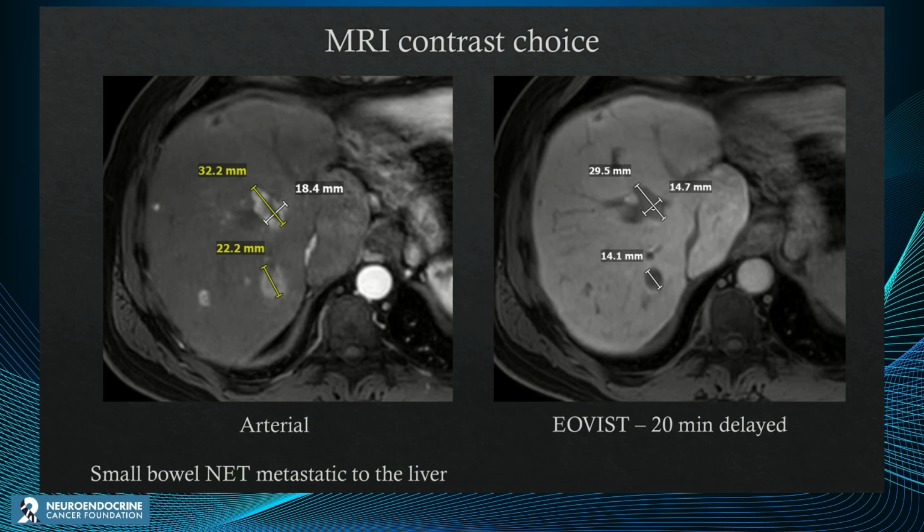It's taken up by the liver parenchyma and not by metastatic disease. So if we image at delayed time points, so 10, 15, 20 minutes, we could clearly see the metastases as dark holes, as we could see here on the 20 minutes delayed. So to look at this case, on the arterial phase, we see the metastases, but you can see that the measurements are a little bit larger on the arterial phase, and that's because of some blood blush around the tumor. On the 20 minutes delayed EOVIST, we could measure them accurately and reproducibly over time. So EOVIST is our contrast agent of choice if we're following up liver metastases over time.